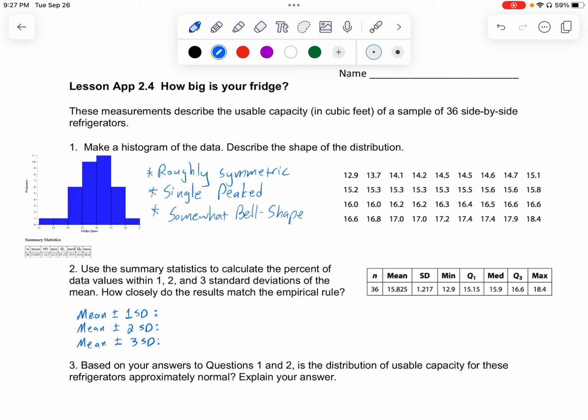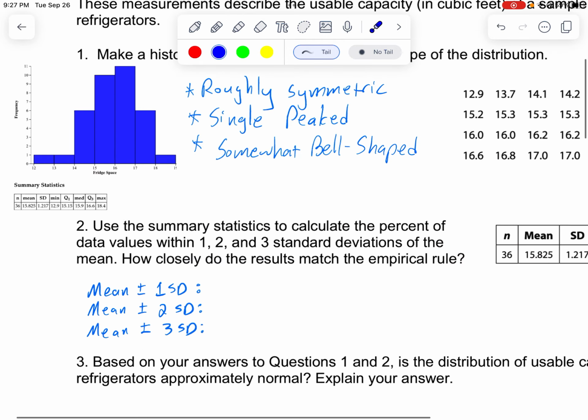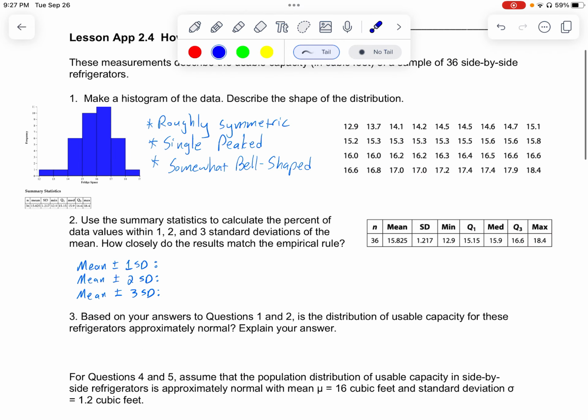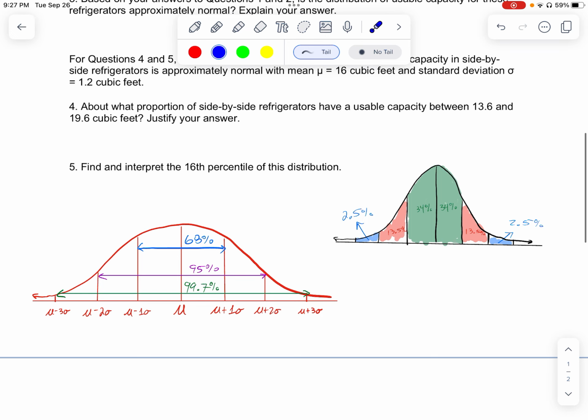So there we go. Number 2, let's use these summary statistics. Well, I guess I took a screenshot of them. There they are. To find the percent of data values that are within 1, 2, and 3 standard deviations of the mean. How closely do the results match the empirical rule? Ah, yes. So the empirical rule, in case you forgot, I have a sketch down here. It's the 68, 95, 99.7 rule within 1, 2, and 3 standard deviations of the mean.